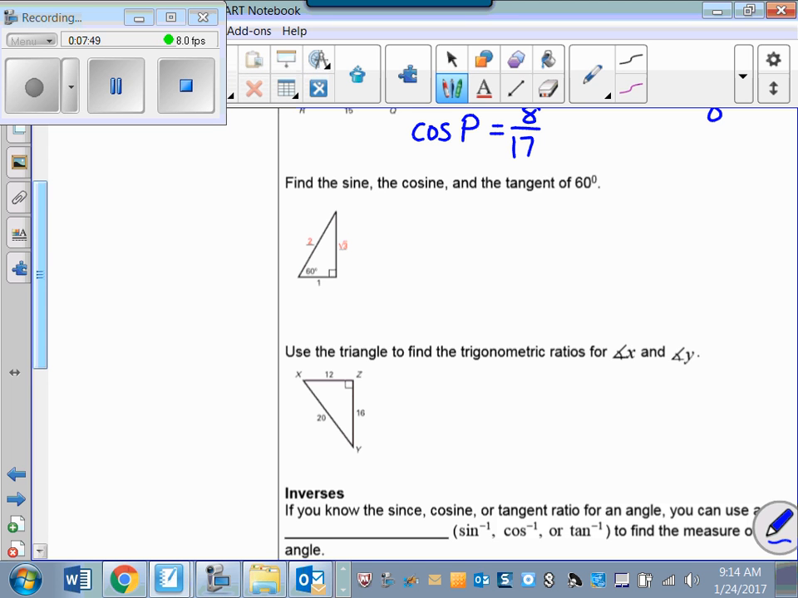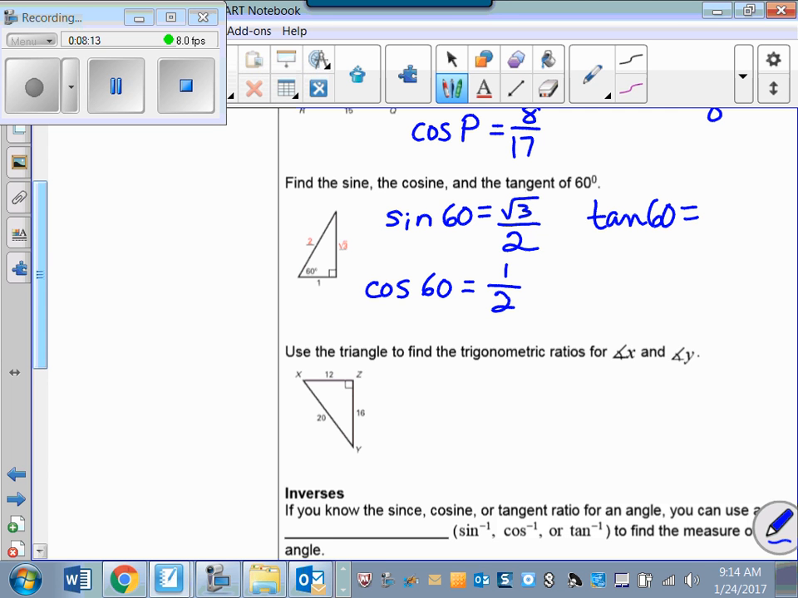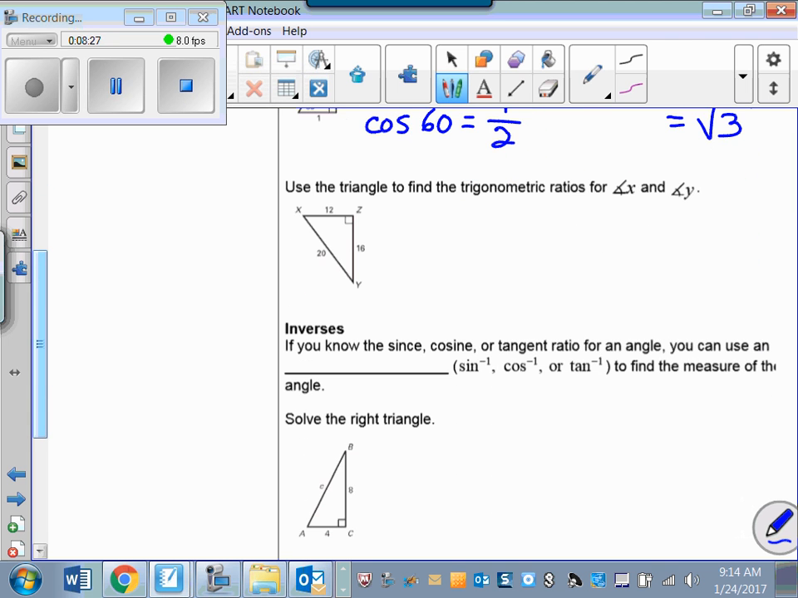So we want the sine of 60. So the sine of 60 degrees is the side opposite, which is the square root of 3, divided by the hypotenuse, which is 2. Cosine 60 is side adjacent, which is 1, divided by the hypotenuse, which is 2. And the tangent of 60 is side opposite, which is the square root of 3, over the side adjacent, which is 1. So tangent of 60 is just the square root of 3. Okay, you just got to remember your ratios.